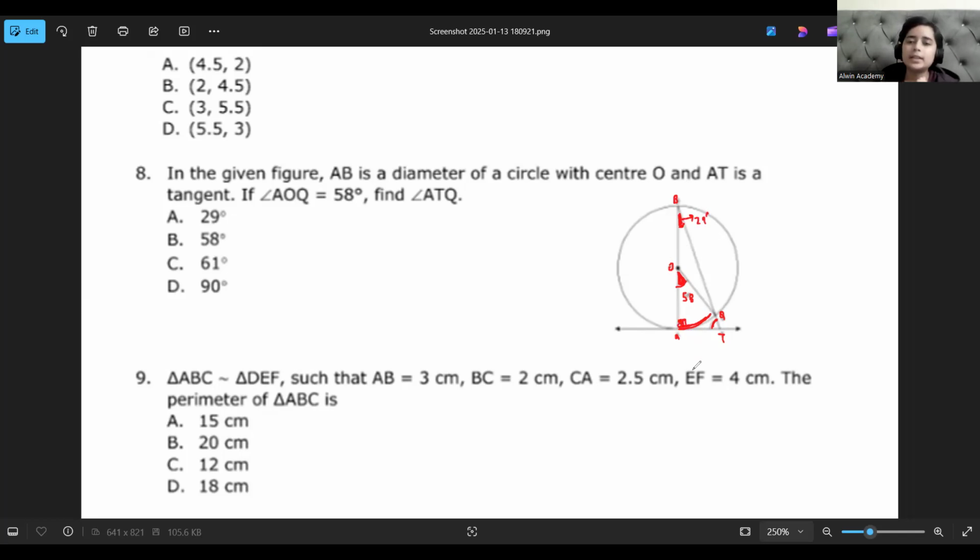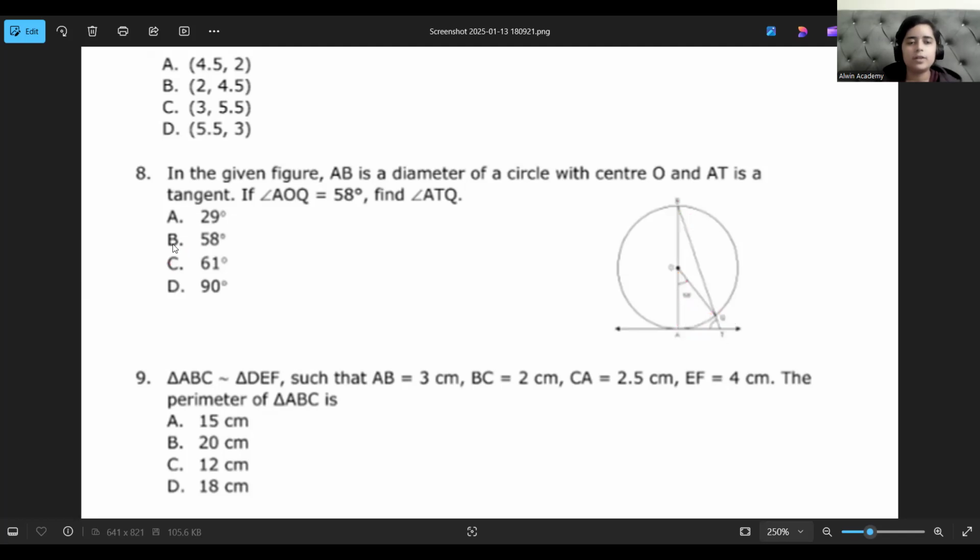Now, when I consider this complete triangle, triangle ABT, we can apply the angle sum property here. This is 90, this is 29. So angle ATQ comes out to be 61 degrees, option number C. Going over to the next question.